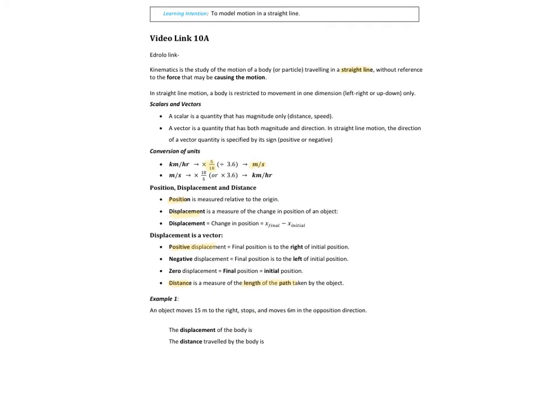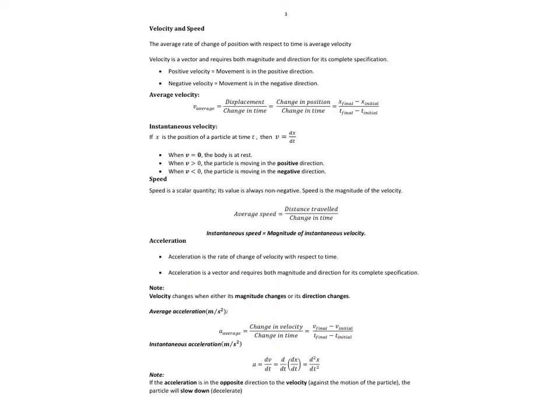Just very quickly, example 1: an object moves 15 meters to the right, and then comes 6 meters back. So we've traveled 15 and we've moved back 6. My displacement is this distance here, which is 9 meters, but obviously the distance I traveled is 21, the 15 plus the 6.